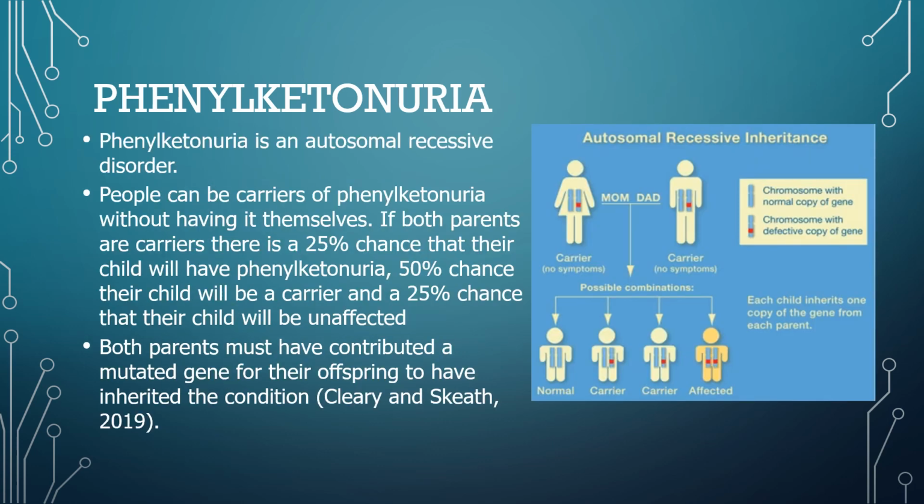Phenylketonuria is an autosomal recessive disorder. People can be carriers of phenylketonuria without having it themselves. If both parents are carriers, there is a 25% chance that their child will have phenylketonuria. There's a 50% chance that their child will be a carrier, and a 25% chance that their child will be unaffected. Both parents must have contributed a mutated gene for their offspring to have the inherited condition.